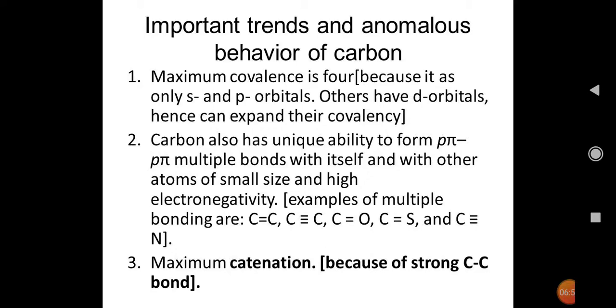Here carbon exhibits a valency of 4, because only s and p orbitals are available for bonding, and it can accommodate only 4 pairs of electrons around it. So that's why carbon exhibits the anomalous trend. But when we observe the bondings, carbon is able to produce different types of bonds, that is nothing but carbon double bond carbon, carbon triple bond carbon, carbon double bond oxygen, carbon double bond sulfur, and carbon triple bond nitrogen. So a number of compounds are produced.